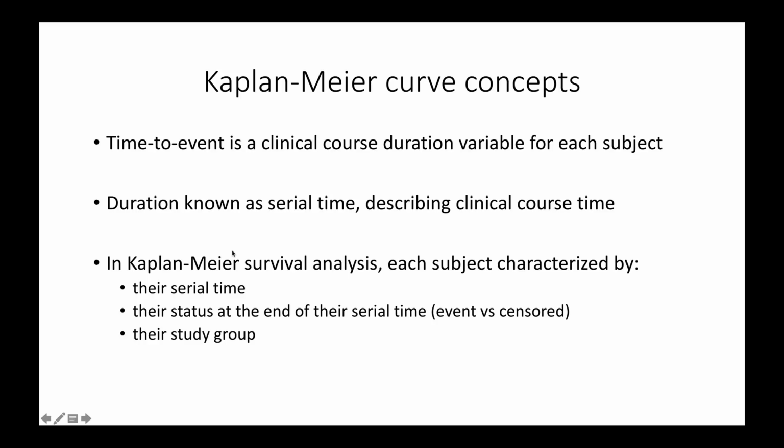And in Kaplan-Meier survival analysis, each subject is characterized by 3 variables: their serial time, the time that we were following the patients for; the status at the end of their serial time, either an event occurred or they were censored; and last but not least, their study group. Were they in the intervention group or were they in the control group?